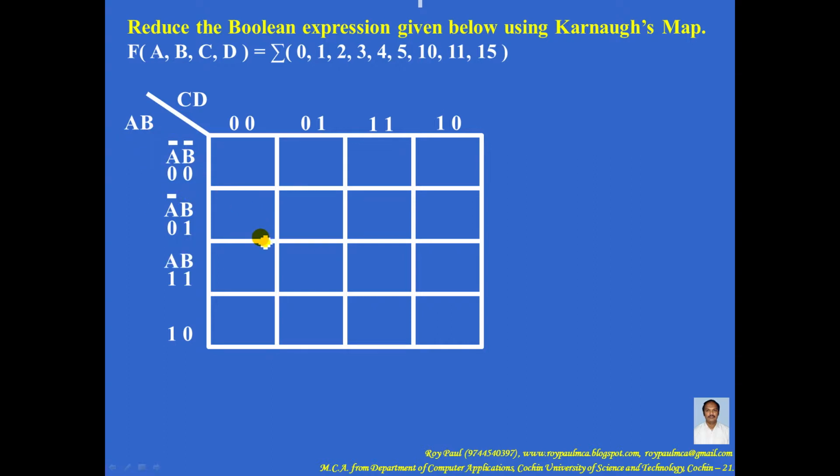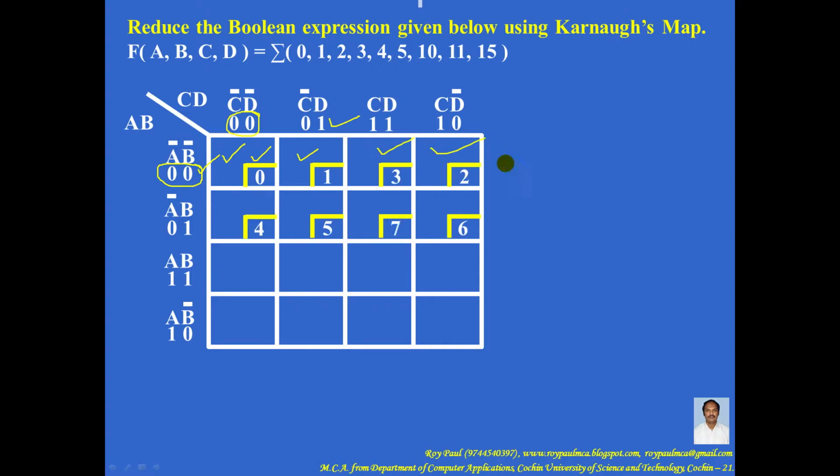Similarly, you can write AB, AB complement, because 0 is with a complement. Here C complement D complement, C complement D, CD, CD complement, because here the variables are C and D, and the first position is for C and second position for D. Now if you consider this cell, the binary number that comes there is 0000. Write the decimal equivalent. Similarly for this cell, the binary number is 0001. Write the decimal equivalent. In all the remaining cells you can write the decimal equivalent.